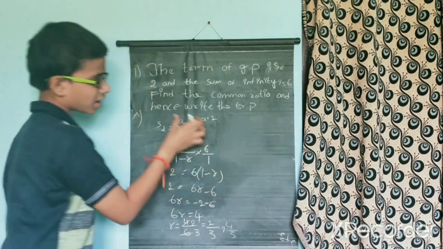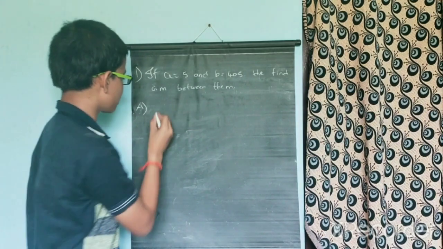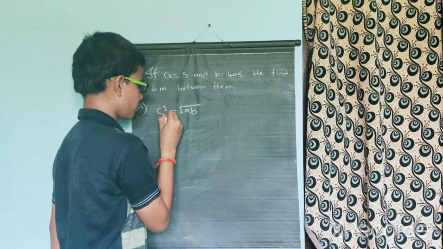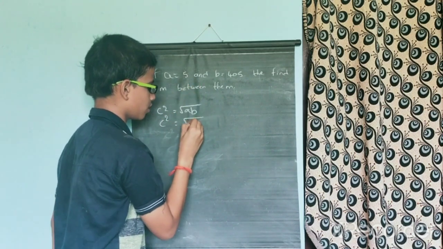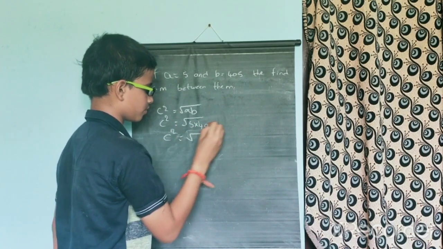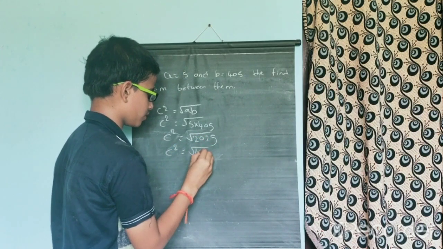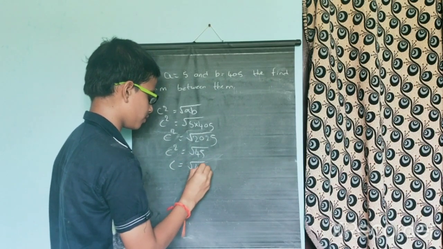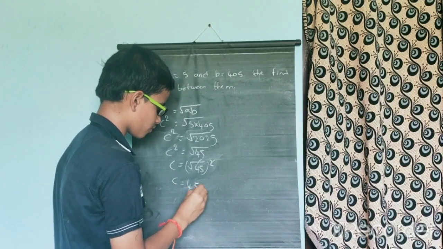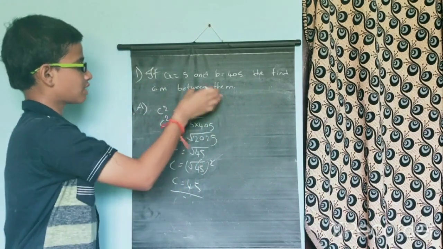This problem is an example for the infinity formula. Here we want to find the geometric mean. You know the formula, c square equals ab. Here a is 5 and b is 405, so c square equals 2025. c equals root 2025, so c equals 45. This problem is an example for geometric mean.